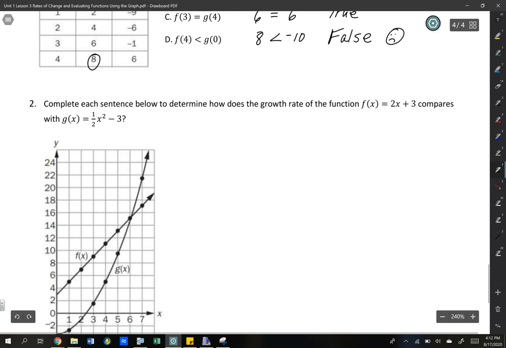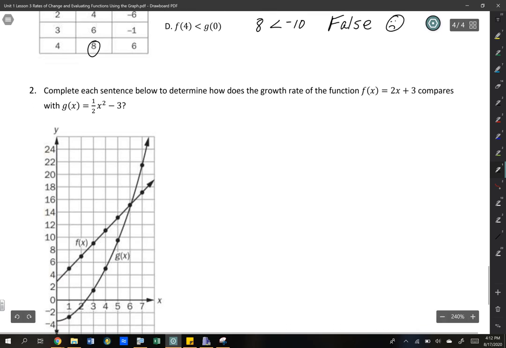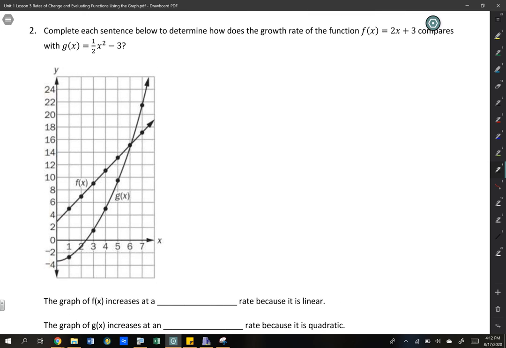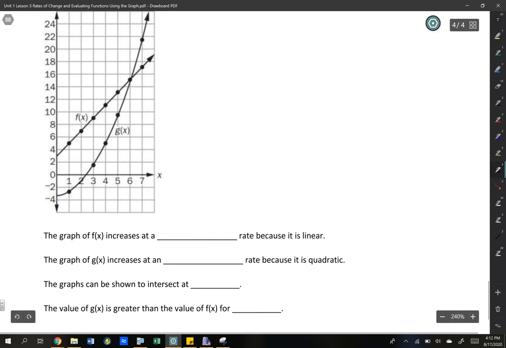All right, last one here. Complete each sentence below to determine how the growth rate of f of x compares with g of x. Now, you may not know, unless I gave you a word bank, what possibly these words could be, so don't panic. I won't do something like this to you on a quiz or a test without a word bank.